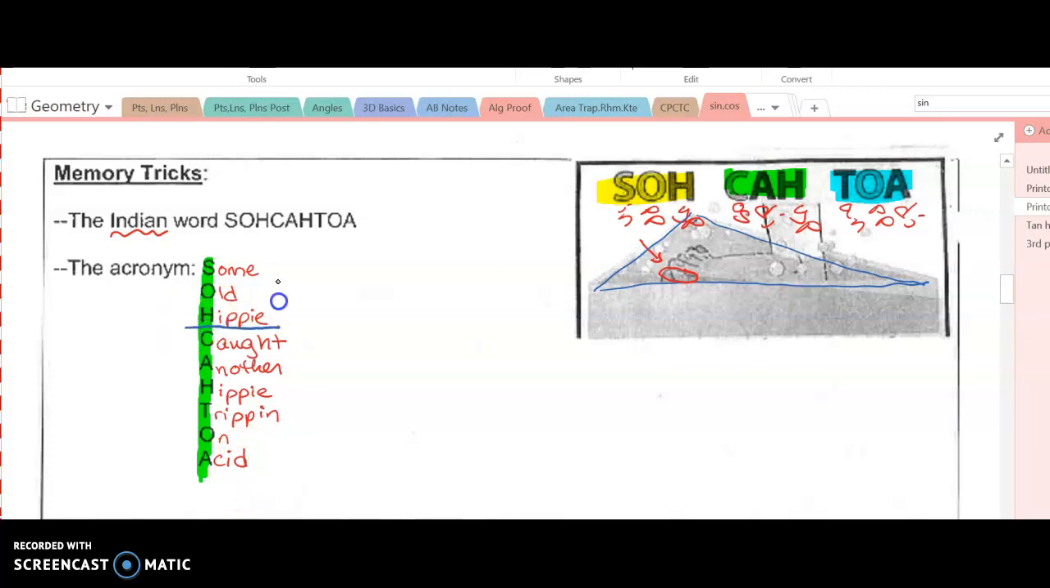So some old hippie, that sine is opposite over hypotenuse, are the first three words. Caught another hippie. Cosine is adjacent over hypotenuse. And then the last three, doing bad things. Tangent is opposite over adjacent, just to help you keep those straight, which one's which.